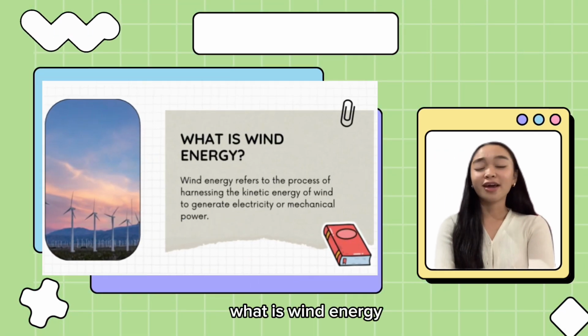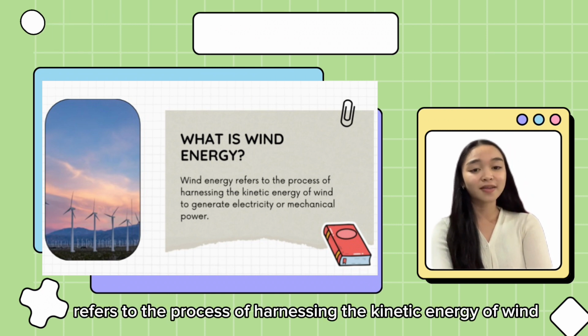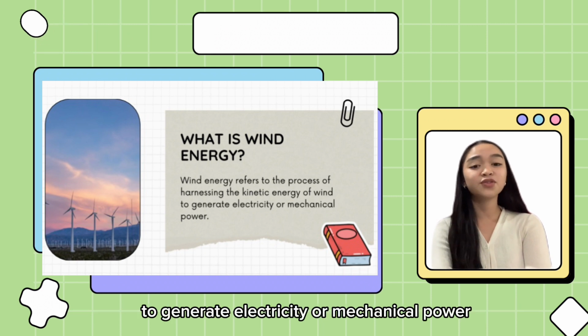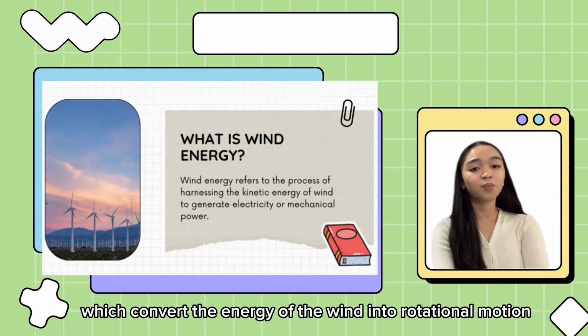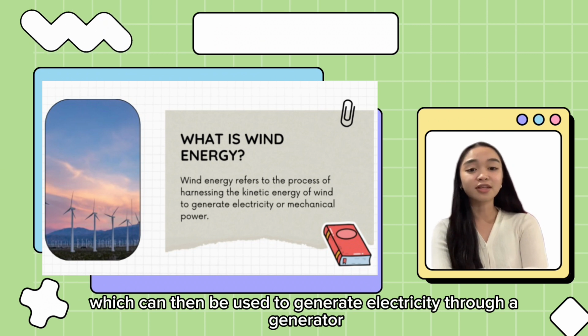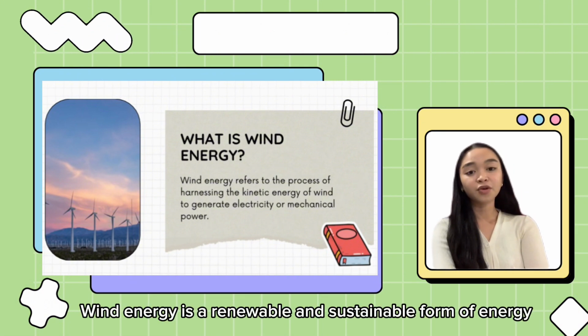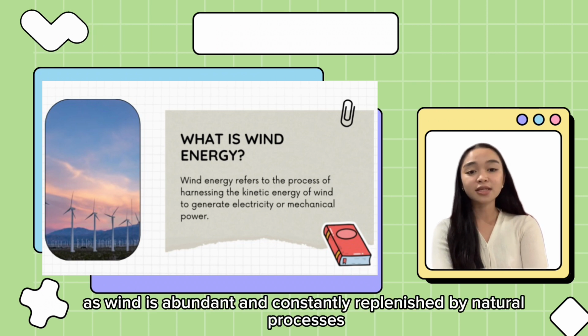What is wind energy? Wind energy refers to the process of harnessing the kinetic energy of wind to generate electricity or mechanical power. This is typically achieved using wind turbines, which convert the energy of the wind into rotational motion, which can then be used to generate electricity through a generator. Wind energy is a renewable and sustainable form of energy, as wind is abundant and constantly replenished by natural processes.